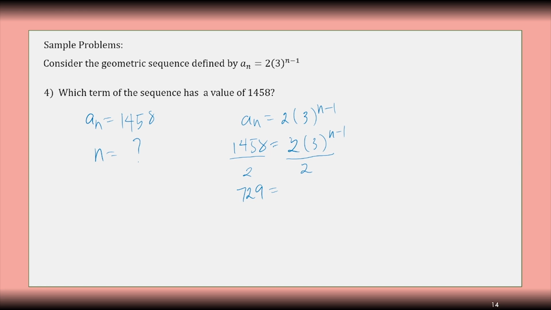Then cancel na tong 2 natin. So matitira is 3 to the power of n minus 1. So in this case, we need to rewrite 729 in its exponential form. So dapat familiar kayo dun sa factor 3.